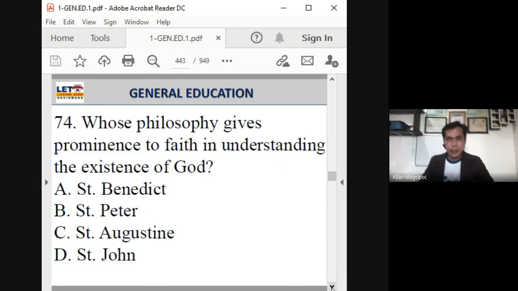How about which philosophy gives prominence to faith? Not reason, not any argument, but faith, in understanding the existence of God. Was it St. Benedict, St. Peter, St. Augustine, or St. John?